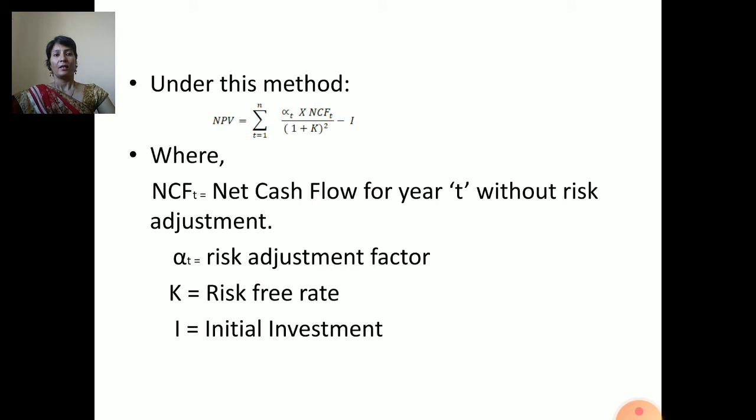where NCF at t is equal to net cash flow for year t without risk adjustment, alpha t is equal to risk adjustment factor, K indicates risk-free rate and I indicates initial investment. Hence, NPV = summation alpha t into NCF at t divided by (1 plus K) whole raised to t, minus I.